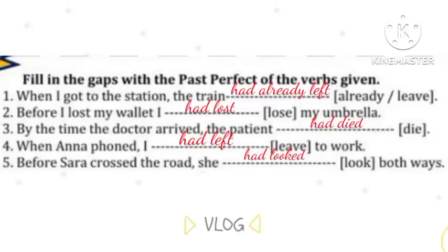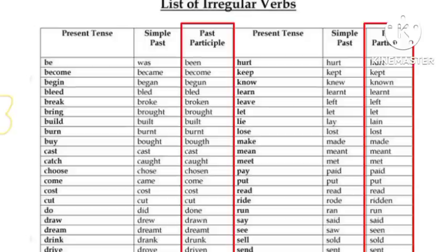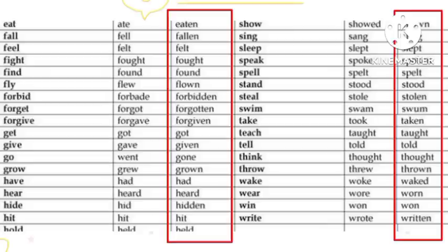And then number 5, before Sarah crossed the road, she had looked both ways. Sebelum Sarah menyeberang jalan, dia telah melihat ke kanan kiri dua arah ya. Okay, now I give you extra list of irregular verbs. Just now regular, now irregular verbs. You can learn, you can study, and then you can memorize. Okay?